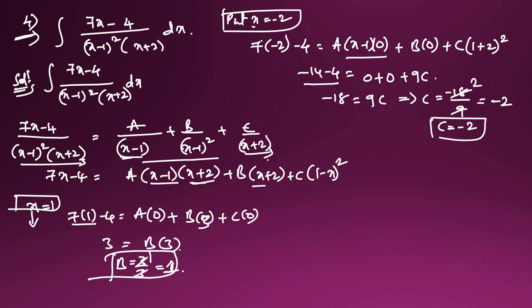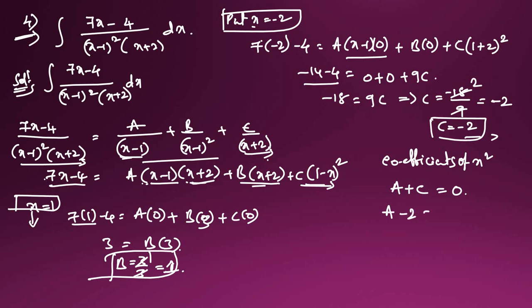So what we'll do here, we'll equate the coefficients of X square. So where will we get X square? A will get X square and C also will get X square. In B we will not get the X square, and on the right side also we don't have a coefficient of X square, so it will become 0. So C value we got, A plus C is equal to A minus 2 is equal to 0. From this A is equal to 2 we'll get.